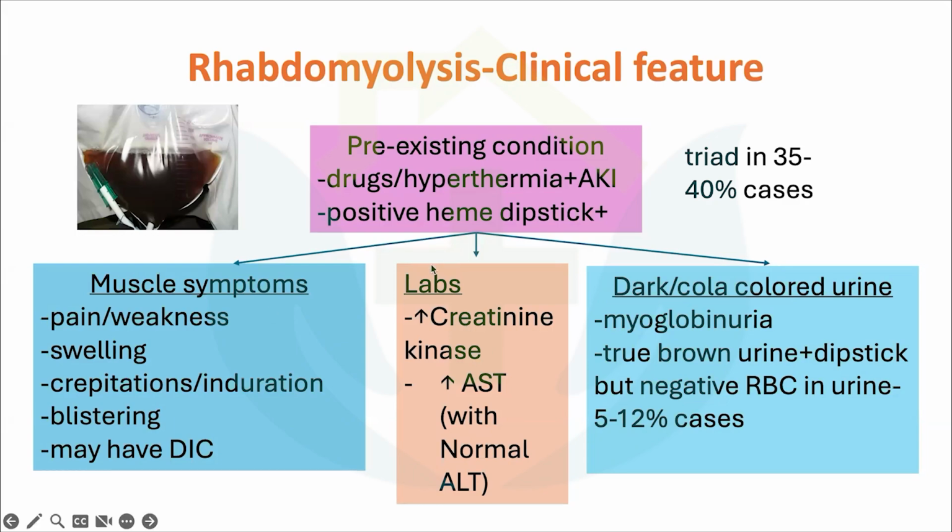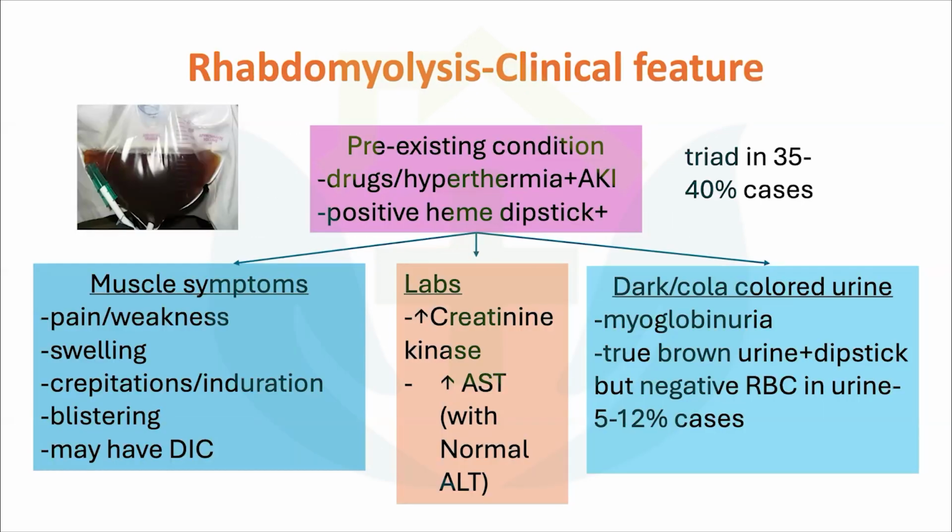Now, in labs, what we majorly see is the creatinine kinase. I'll come back to the lab findings later. And the most sought-out thing, although it is not always present, is a dark cola colored urine. The myoglobin, which is released into the urine, is less bound to proteins and more freely movable into the urine. So within hours, you get a very dark cola colored urine. However, it is present in around 30-35% of cases maximum, and it can be negative as well.